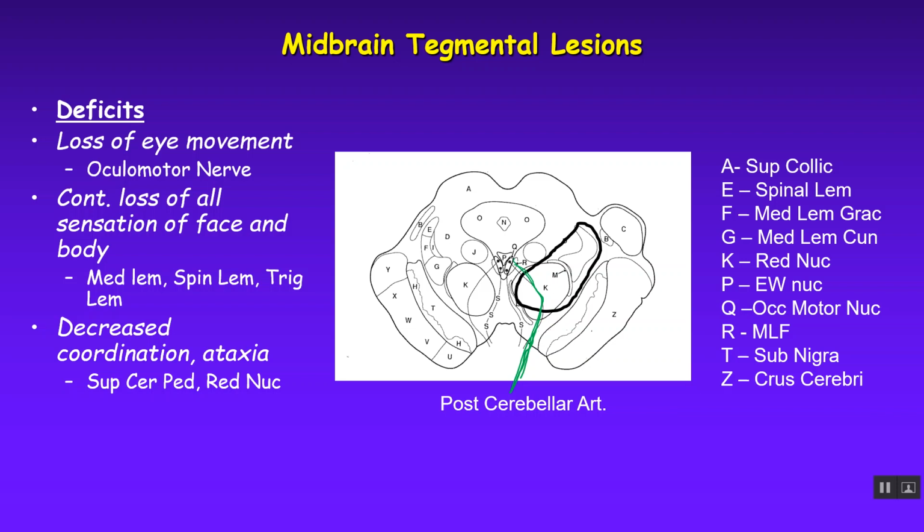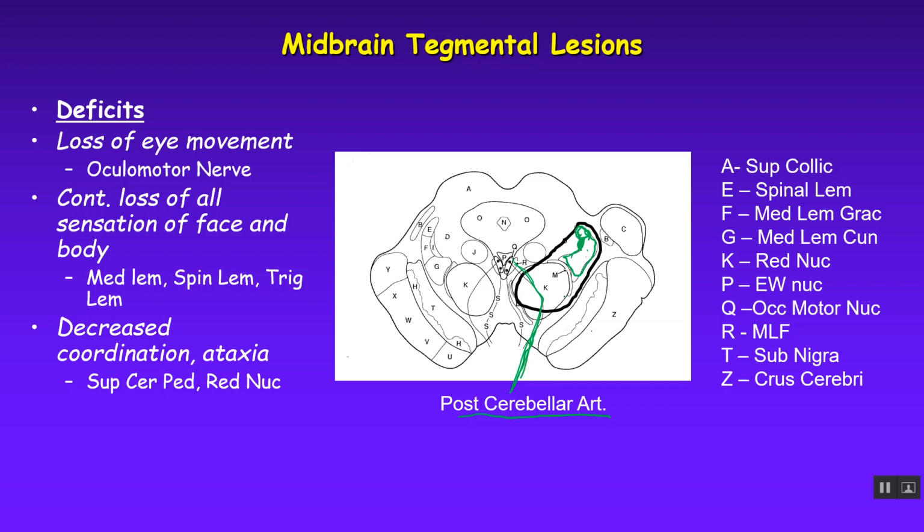Contralateral loss of sensation of the face and body. So this is the medial lemniscus here. This is the spinal lemniscus, and your trigeminal lemniscus is in here. Everything's together here. And this is a posterior cerebral artery lesion. It will impact proprioception from the body, pain and temperature from the face.